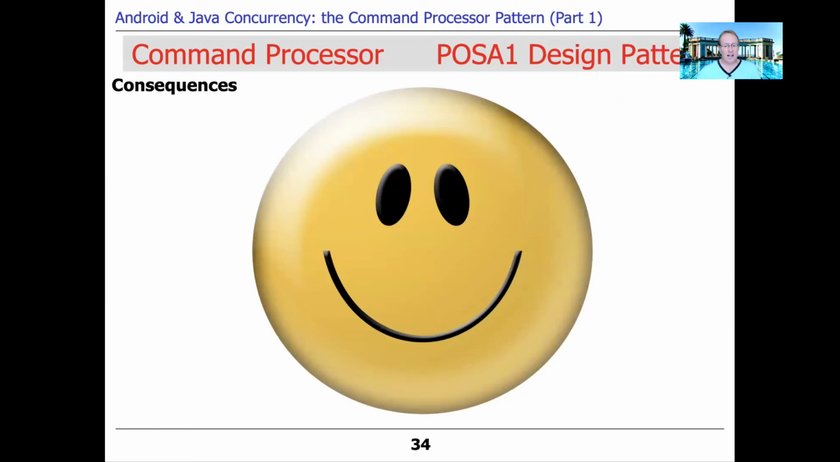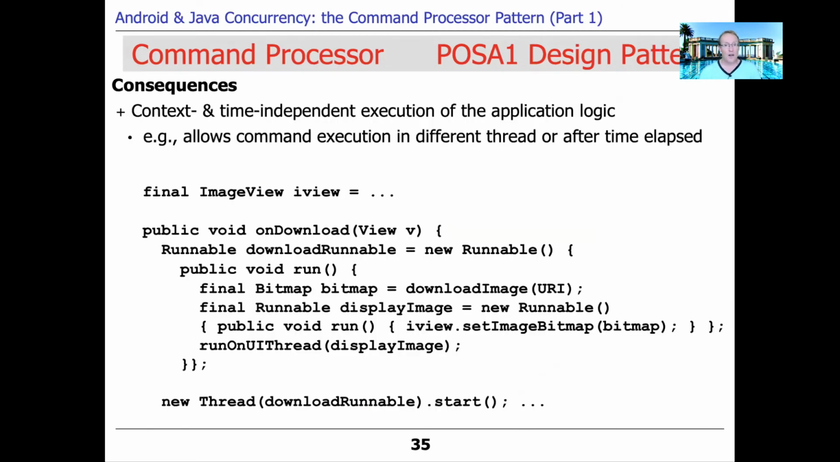So what are some of the pros and cons of applying the command processor pattern? Well, one of the really nice things about this pattern is it allows us to be able to have context and time-independent execution of the application logic. In particular, this allows the command to execute in a different thread or after time elapses, or if we're going to be using it in a broader distributed environment or network computing environment, in a different process running on a different machine.